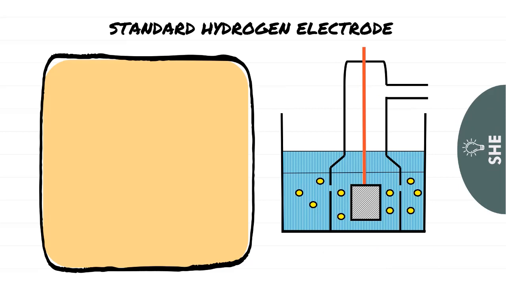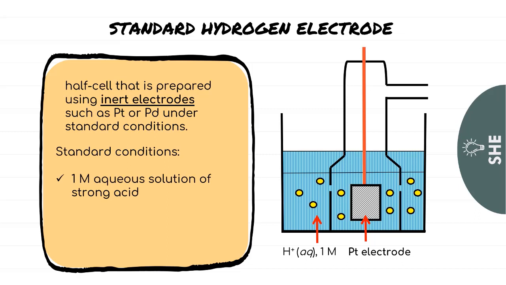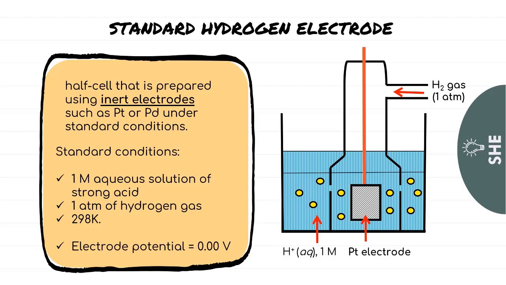From the voltaic cell we have discussed earlier, we're going to look at how the zinc and copper electrode potentials are obtained by using the standard hydrogen electrode. The standard hydrogen electrode is a half cell that is prepared using inert electrodes such as platinum or palladium under standard conditions. Those standard conditions are 1 molar aqueous solution of strong acid, 1 atm of hydrogen gas, and a temperature of 298 Kelvin or 25 degrees Celsius. The electrode potential of hydrogen is 0.00 volt.